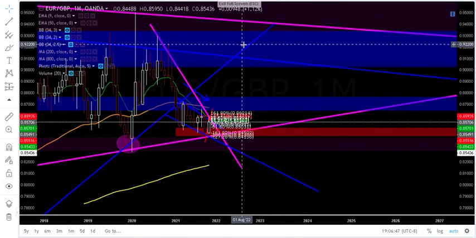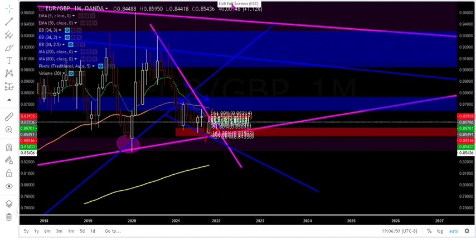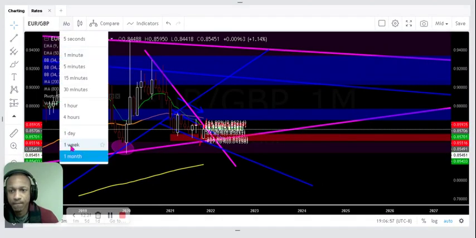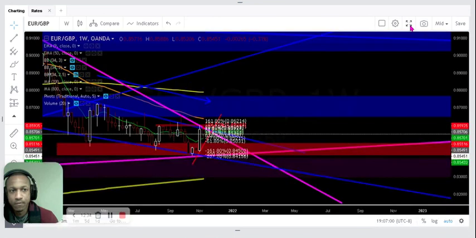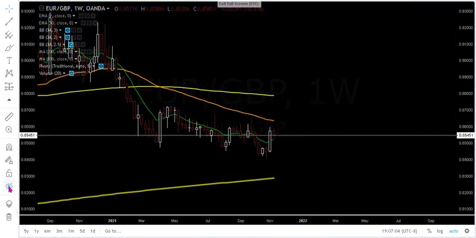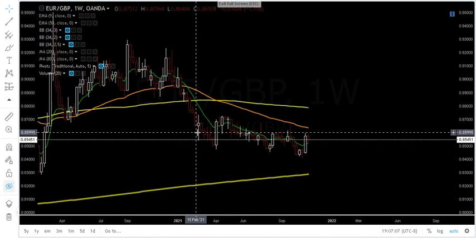So let me go down to the weekly. I think we're done on the monthly. Just top down analysis. All right. So on the weekly, still in a downtrend. 50 is over the 9. The 200 is over the 50.